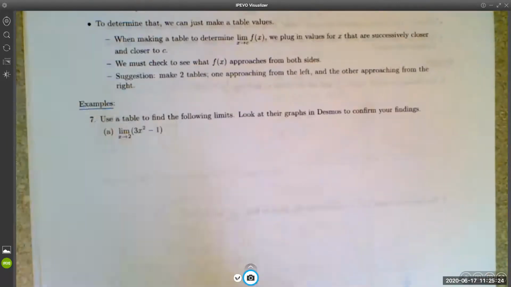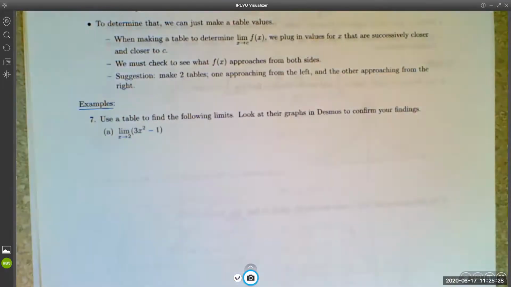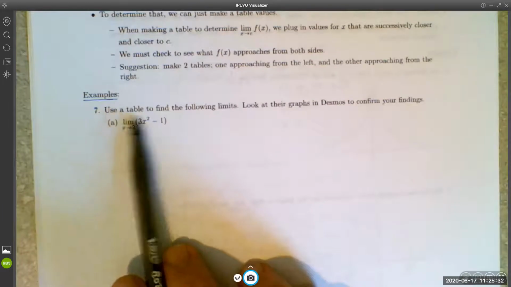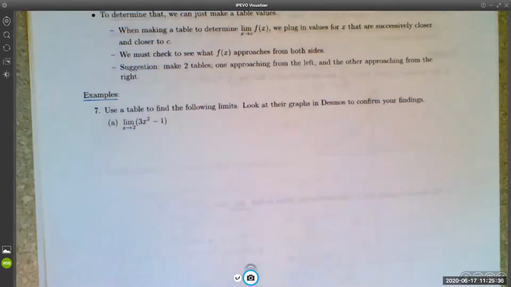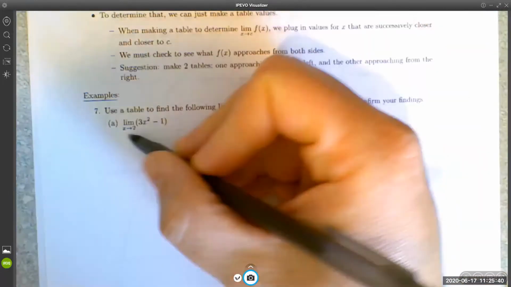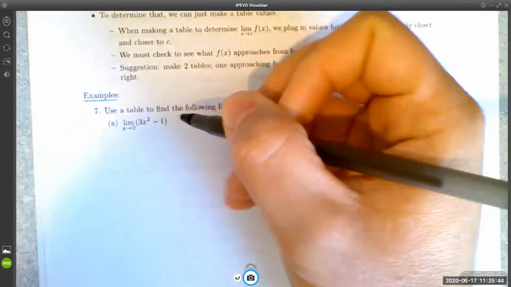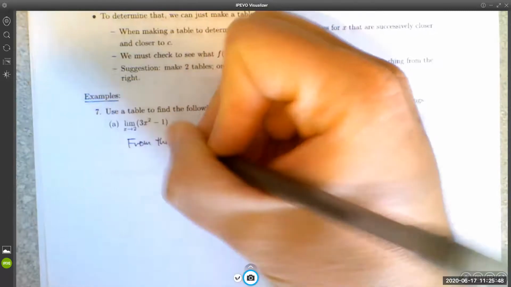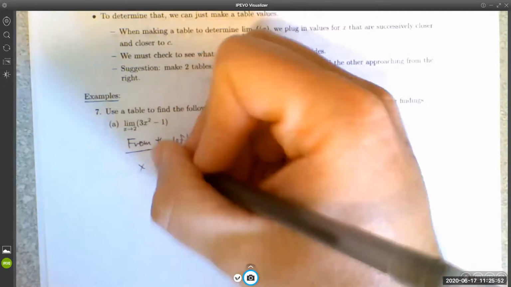When you make the table, it's important that you make a table approaching from both the left and from the right of the value that you're trying to approach. So this one says, use a table to find the following limits, and then look at the graphs in Desmos to confirm our findings. So let's do that. If we want to find the limit as x approaches 2 of 3x² - 1, then if we're approaching from the left, we can make a table of values.